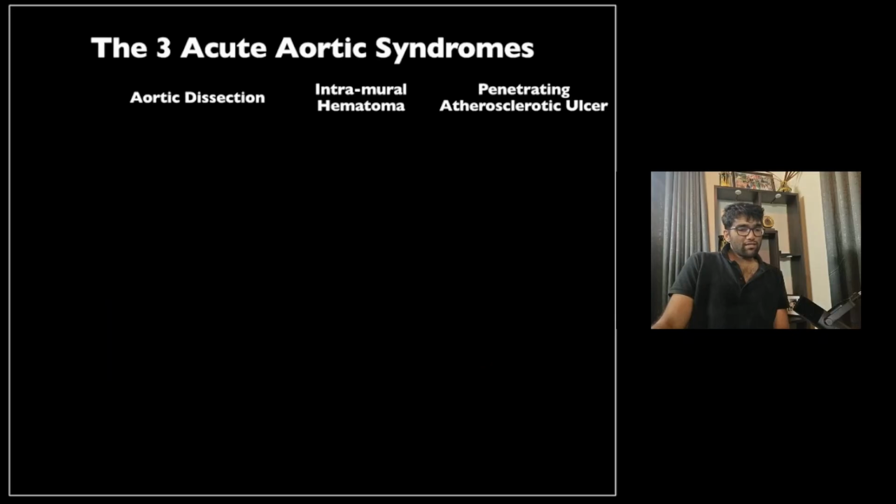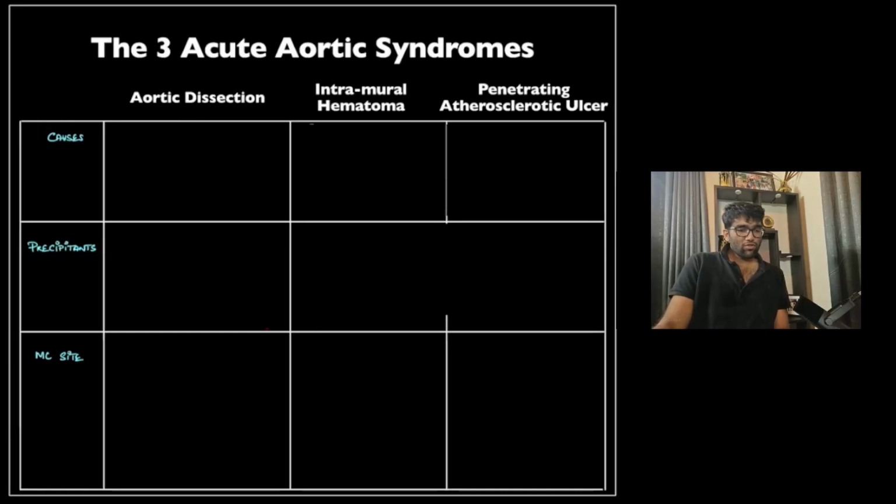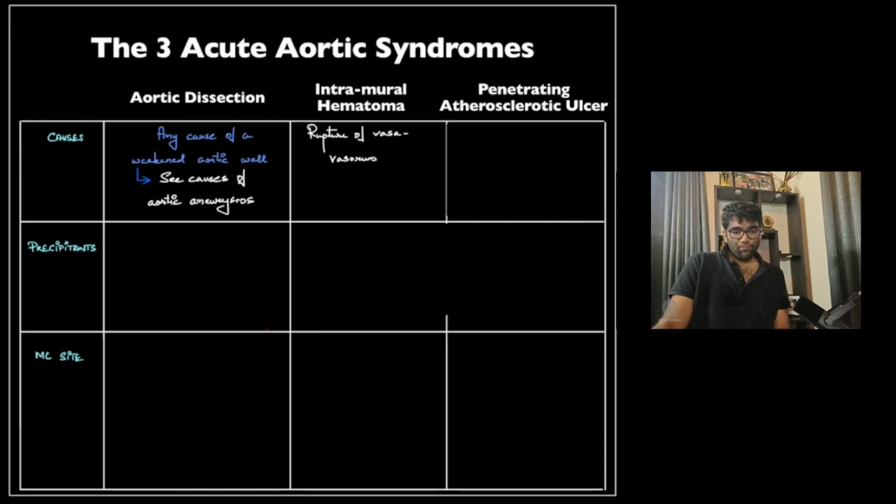So let's compare the clinical presentations of the three acute aortic syndromes. So we have aortic dissection, intramural hematoma, and penetrating atherosclerotic ulcer. In terms of causes, as we've seen, any cause of weakened aortic wall can cause an aortic aneurysm and a dissection. So in a case of an intramural hematoma, we have the rupture of a vasa vasorum. In case of a penetrating atherosclerotic ulcer, the atherosclerotic plaque tends to rupture into the media, as we've seen in the initial slides in this screencast.